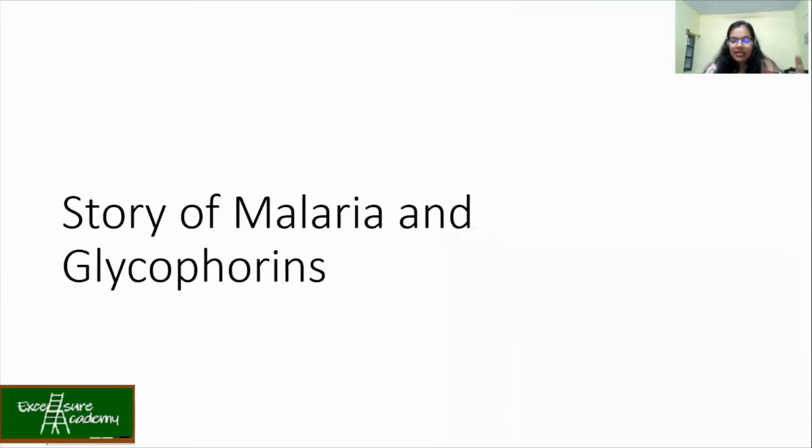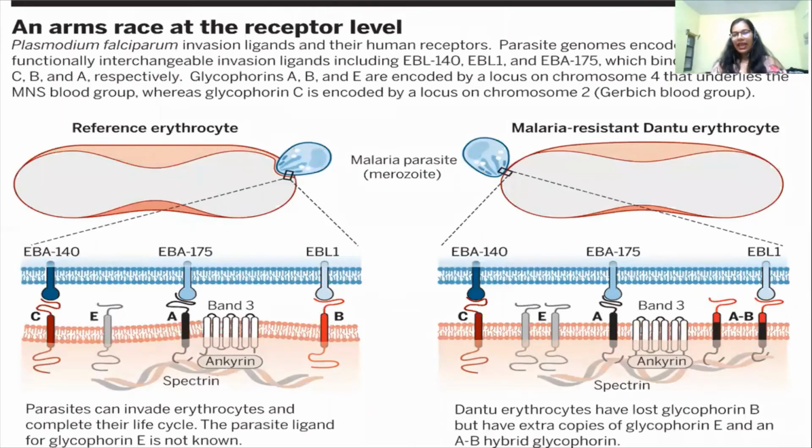Now this is one topic which I would like to discuss with you, the story of malaria and glycophorins. So now we know that the answer is glycophorin, by which the malarial parasite interacts and goes inside the human body. So it is infecting the RBC.